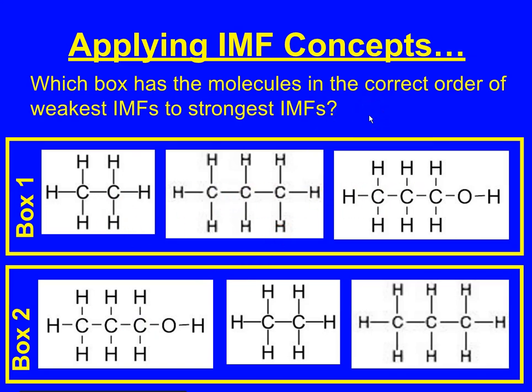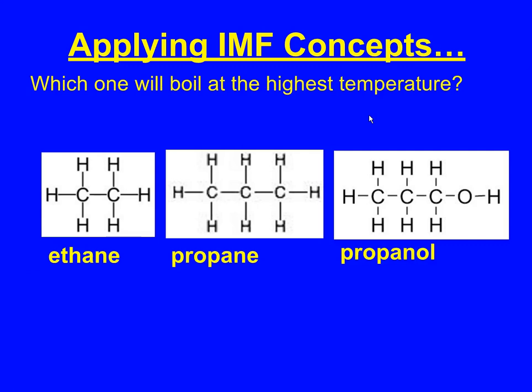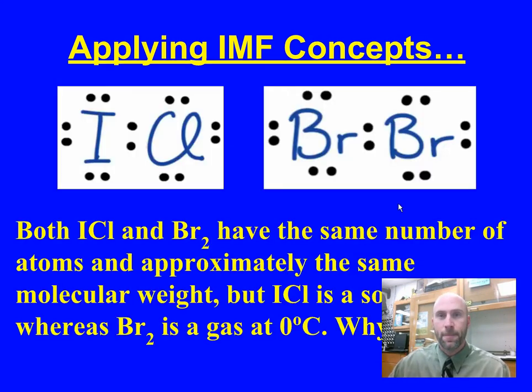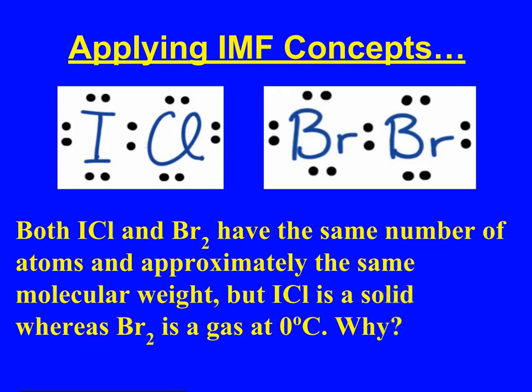All right, here's another one for you. Hopefully you said propanol. Which one's going to boil at the highest temperature? That means which one is hardest to break apart. Propanol, because it has hydrogen bonding, right? That's going to be the strongest. It's going to be the toughest to get this one to go from a liquid to a gas. It's going to be hard to do that. All right, here's another one for you.